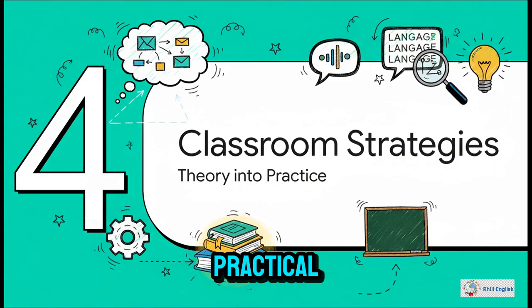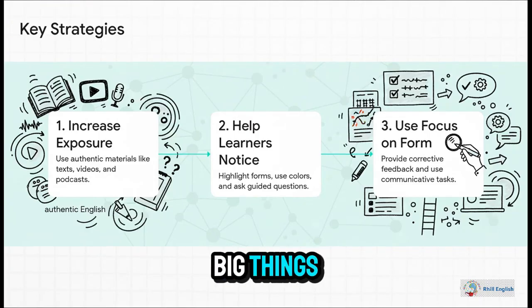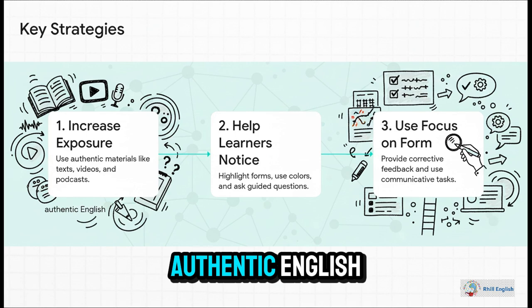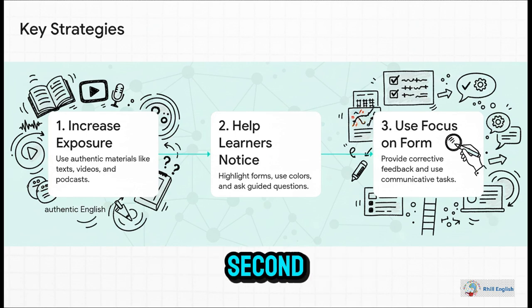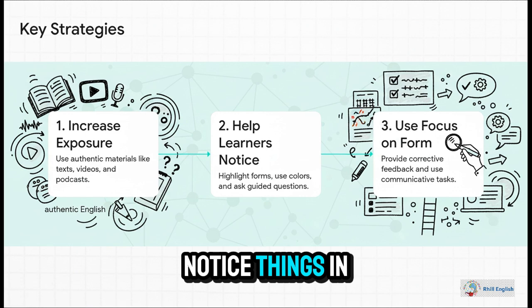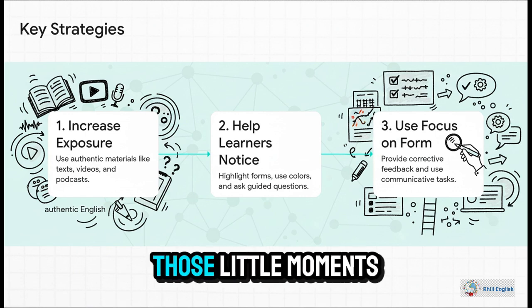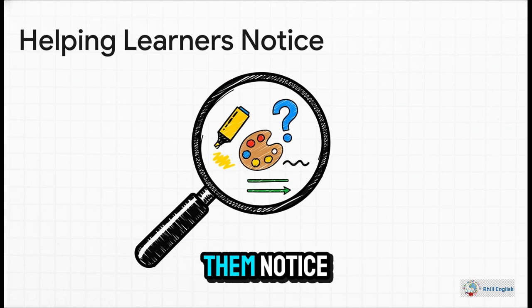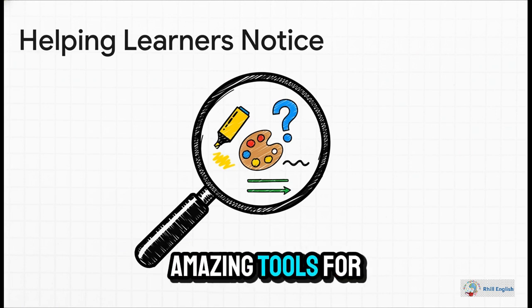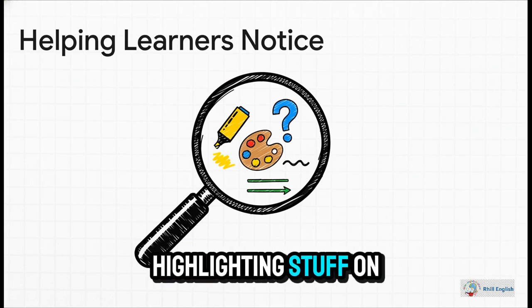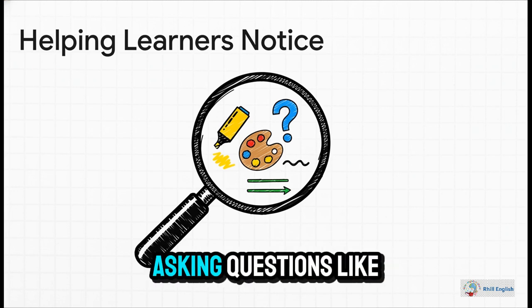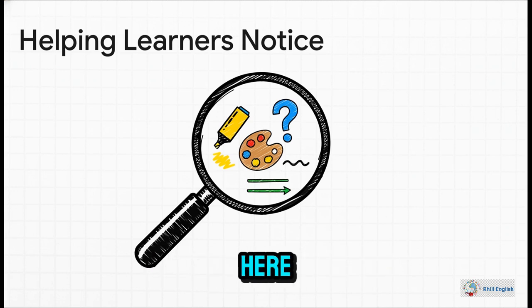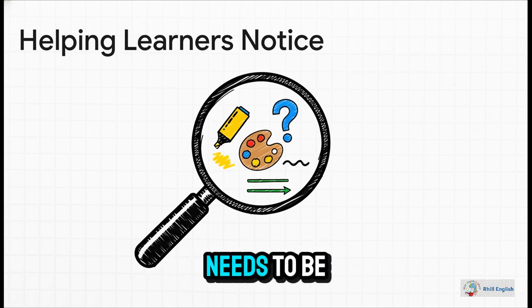Let's get practical. It really boils down to three big things. First, just flood the room with authentic English. That's your exposure. Second, become an expert at helping your students notice things in all that language. And third, use those little moments to focus their attention on the form, maybe with a quick correction or a well-planned task. And if you want to get better at helping them notice, here are some amazing tools for your toolbox. Highlighting stuff on the board, using different colors, asking questions like, hey, what's going on with the verb here? All these little things act like a spotlight, guiding their attention right where it needs to be.